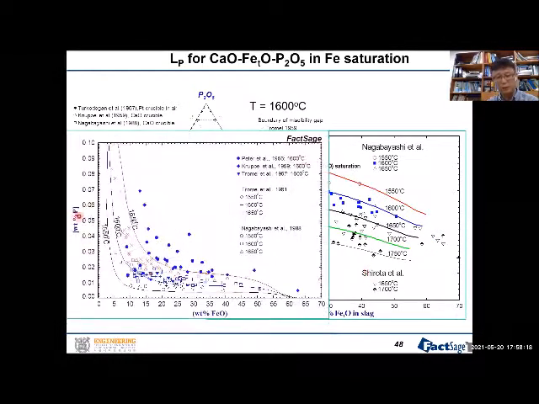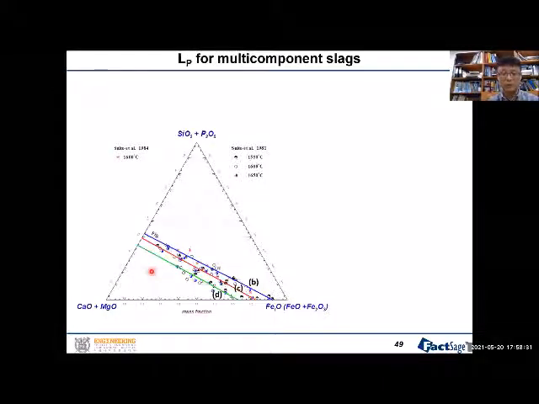And this is the phosphorus content in the liquid metal changing with the slag composition. As you see, it's a huge drop in the beginning and then almost flat, and all this trend is very well reproduced by our thermodynamic calculation. So we can say that our thermodynamic database is very applicable.